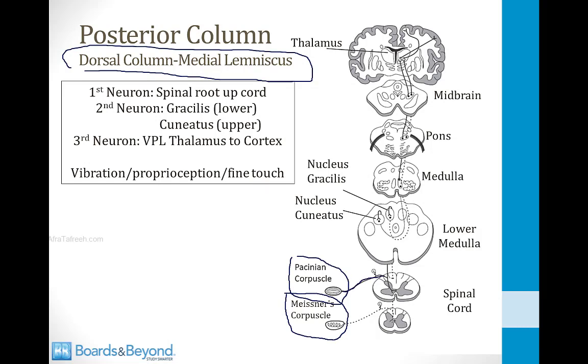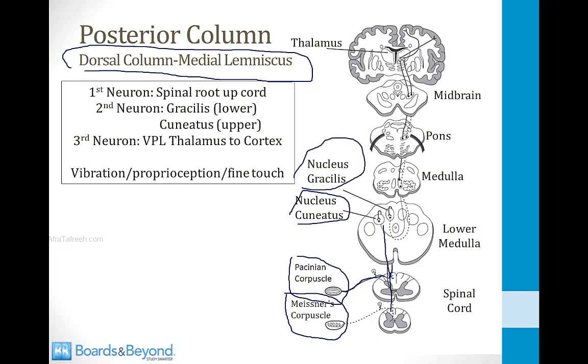But different from the spinothalamic tract, these fibers are not going to synapse in the posterior horn. Instead, they're going to ascend in the posterior section of the spinal cord. That's called the posterior column. From there, they're going to go up to the lower medulla, where they are going to synapse with 2 important structures called the nucleus cuneatus and the nucleus gracilis.